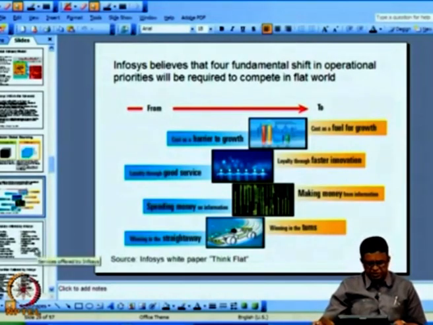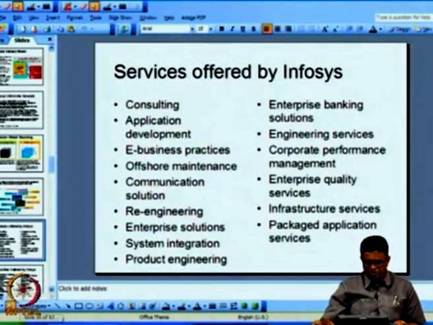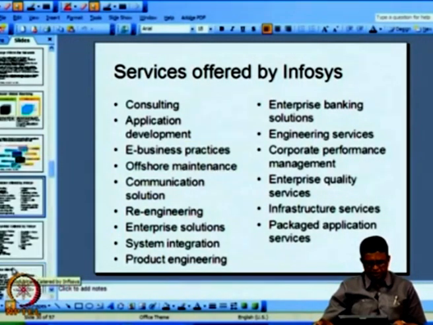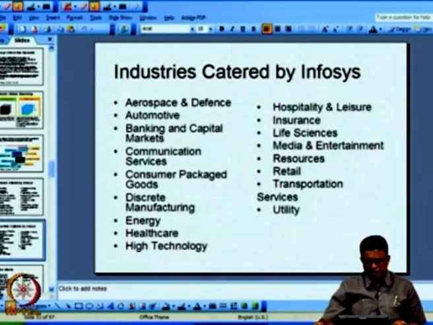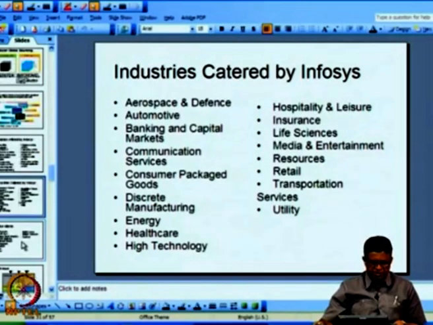So, what are the services offered by Infosys? These are the services starting from consulting down to packaged application services. Then what are the industries that are catered to by Infosys? It goes from aerospace down to the utility services.